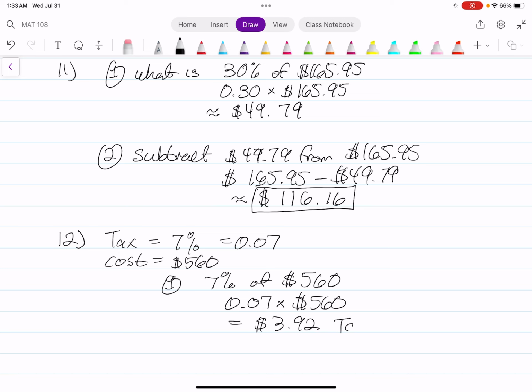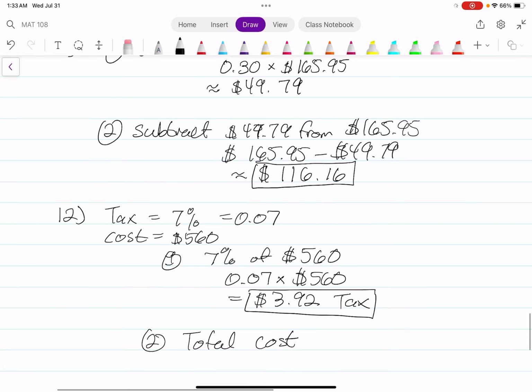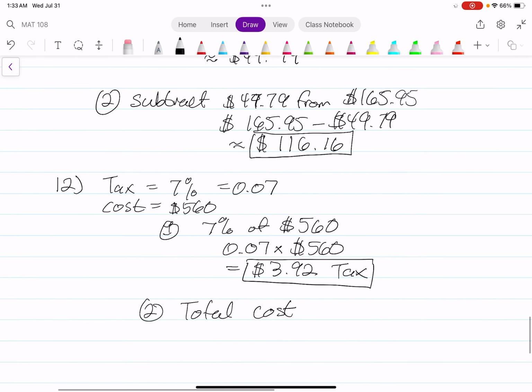So that's the first answer. And then to find the total cost, we're going to add the tax to the original amount. So that's $560 plus $3.92. This is why you shouldn't do math in your head. You should use a calculator. I knew I did something wrong. This is $39.20. I lied. So I caught myself there.